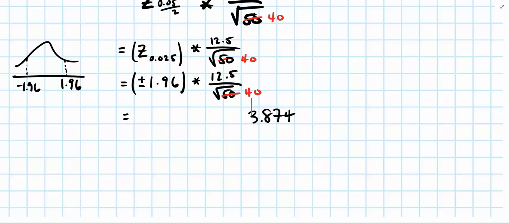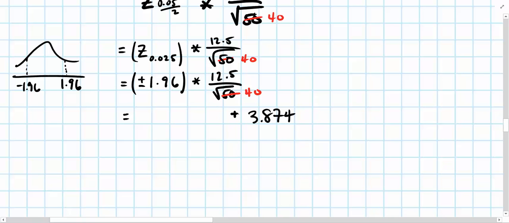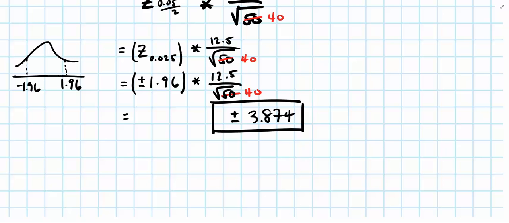Okay, so that's my positive margin of error. And we also have a negative version of that as well. Had I used the negative sign here, we would have had a margin of error of negative 3.874. So what this tells us is that whatever we find our average pulse rate to be within our sample, we would assume that with 95% confidence that the population's average would fall within 3.874 beats per minute, either above or below our sample.